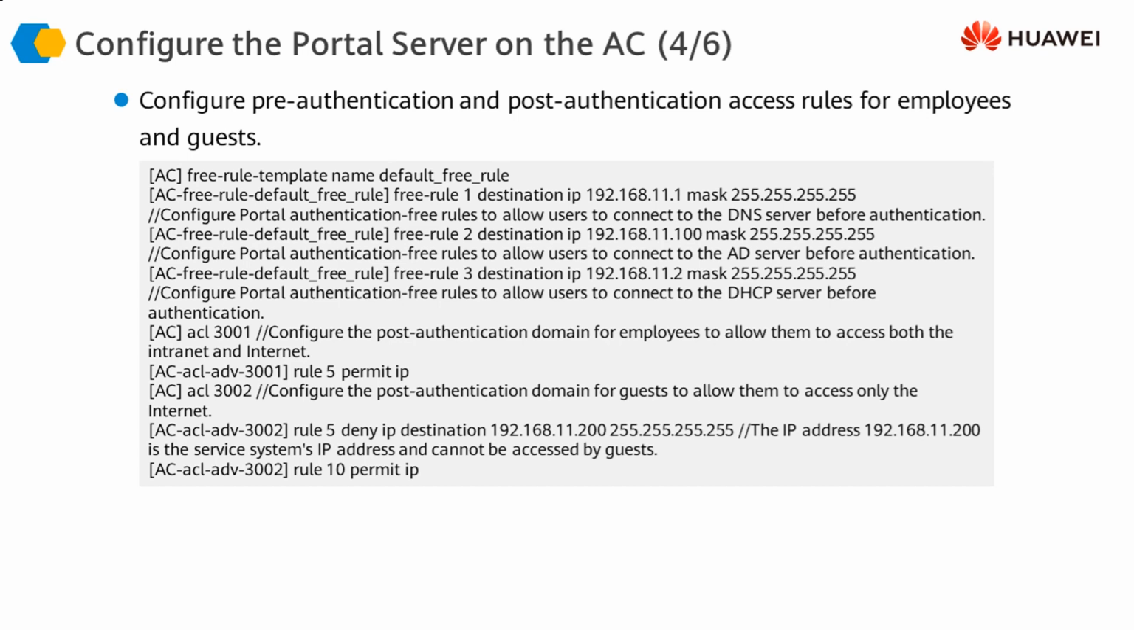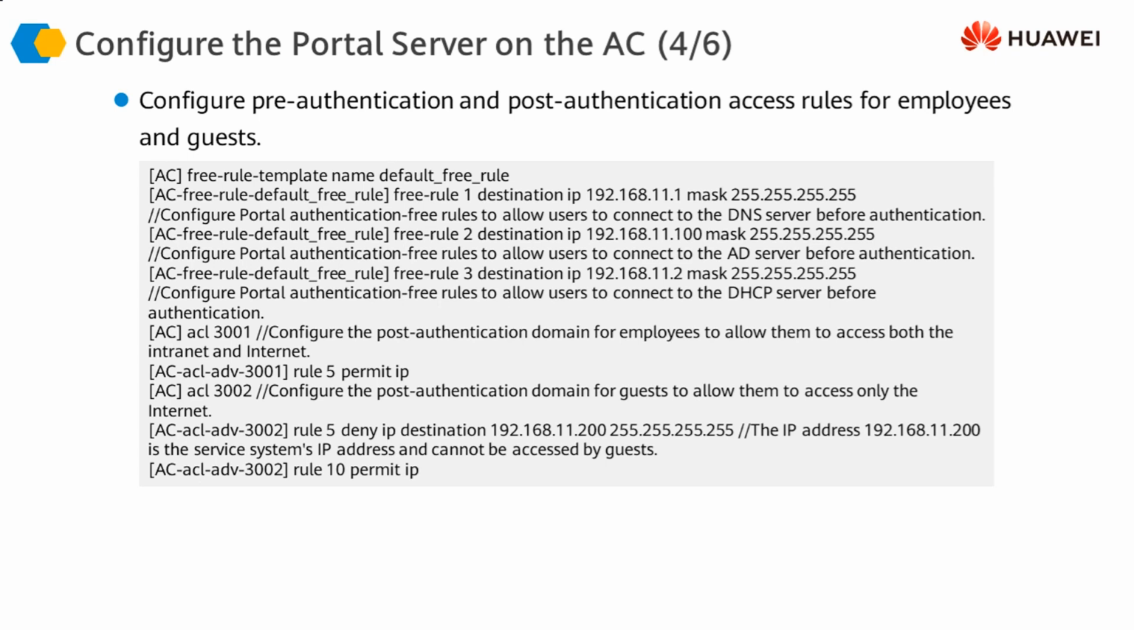Once we've done this, then we configure an access list 3001 and another access list 3002. These two access lists have been configured, as you will learn later, one for the employees and the other one for the guests. The purpose of these two access lists is to allow access to the resources after the authentication, or resources that are present in the post-authentication domain.